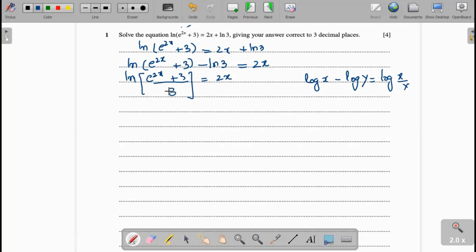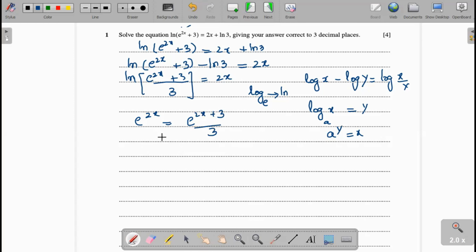Now we convert it into index form, exponential form. We know log x base a equal to y can be written as a power y equal to x. Therefore, we convert into exponential form. We see that here the base of this ln is e. Log base e can be written as ln. Therefore, e power 2x is equal to e power 2x plus 3 over 3.